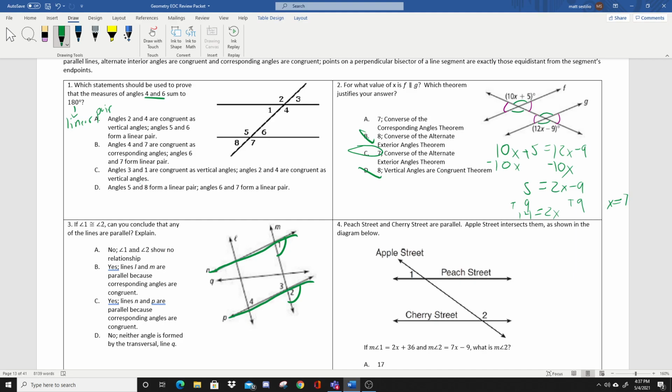N and P. So C, N and P. How do I know N and P? Because those are the lines that those angles make with it. It wouldn't be M and L, because both of these angles are attached to M, but nothing is attached to L, so I'm not really making any conclusion with that.